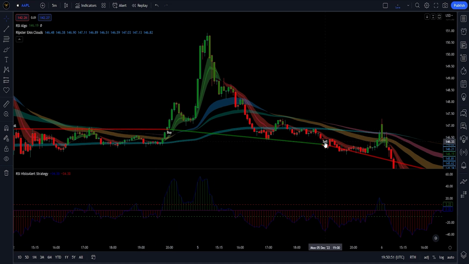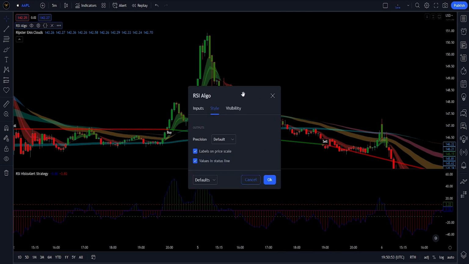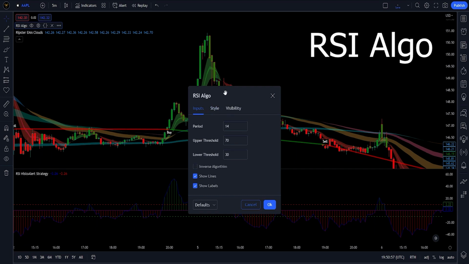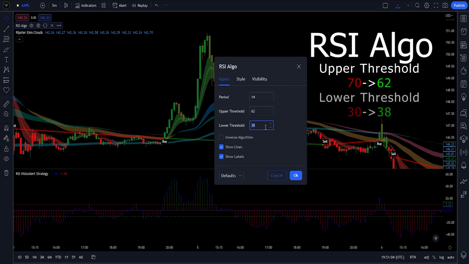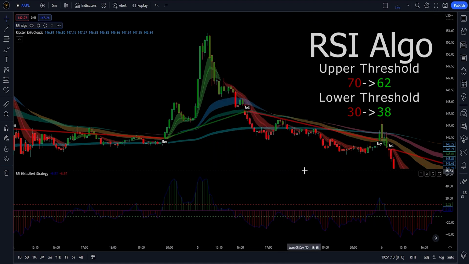So, double-click either one of these trend lines, or either one of these buy or sell signals, and you will open this indicator's settings. In here, change the upper threshold from 70 to 62. And change the lower threshold from 30 to 38. Everything else is fine, so we will just press OK and move on to another indicator.